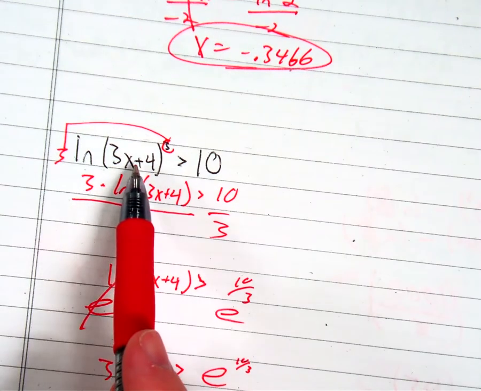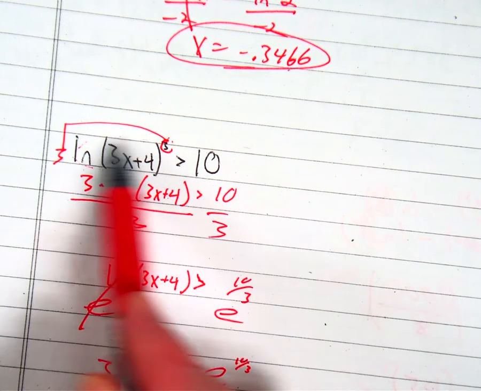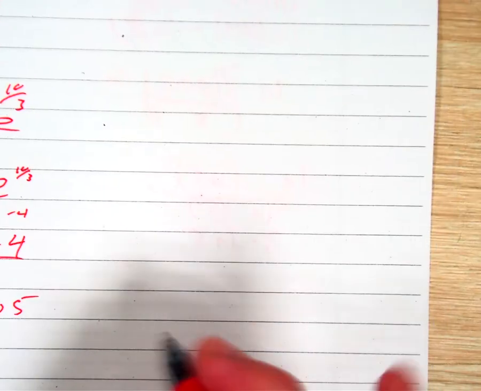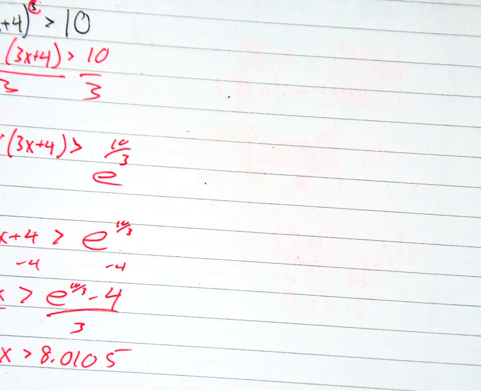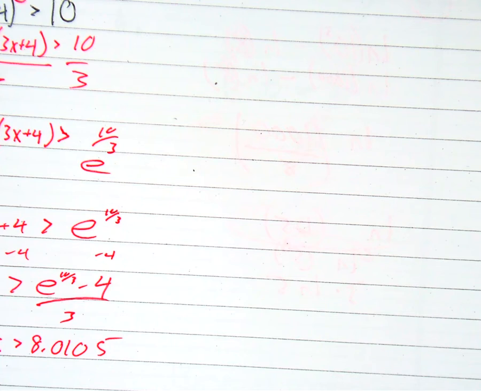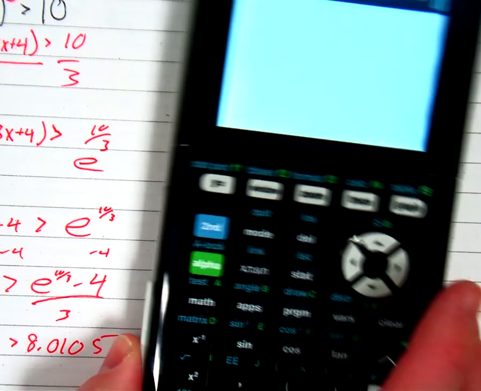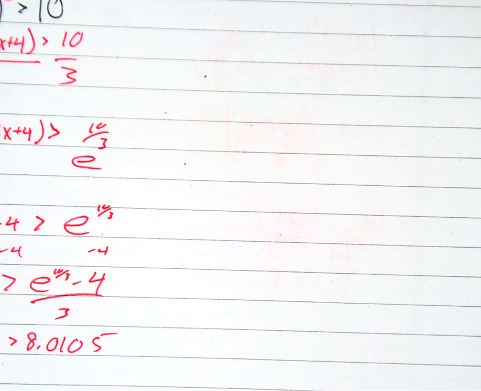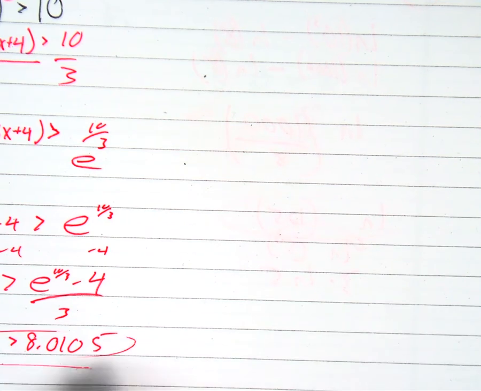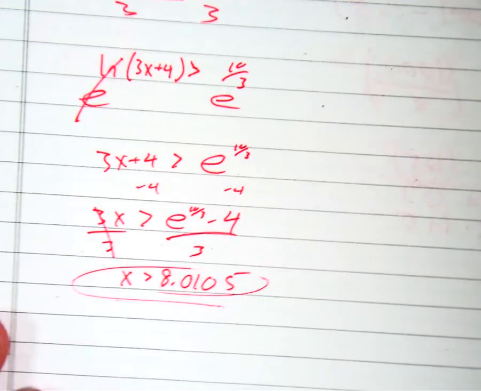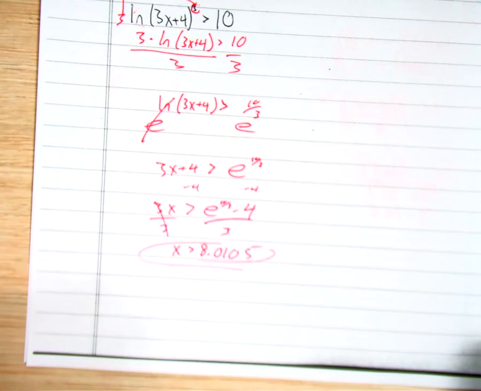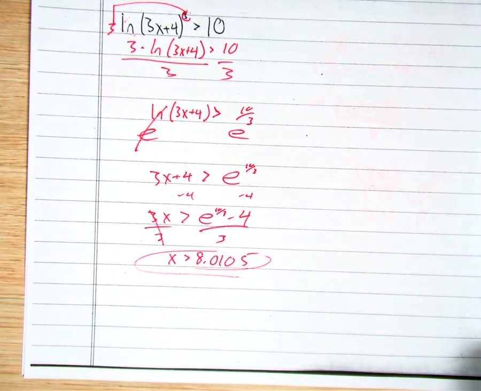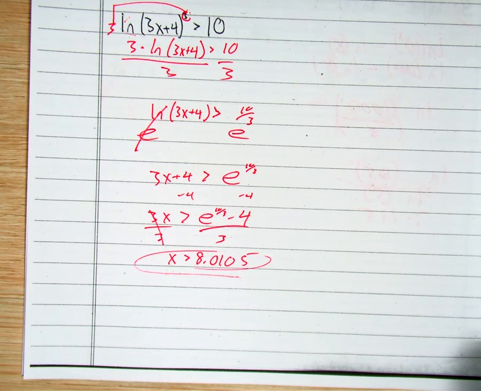Now this one was 3x plus 4 to the third. So you kind of got to watch this. Same rules, can't have negatives here. Well, take that back. Yes, you can. So I guess we don't have to worry about it this time. Like with our other ones, we had to make sure it stayed positive. So we're just done right there. No second checking. X is greater than that, 8.0105.